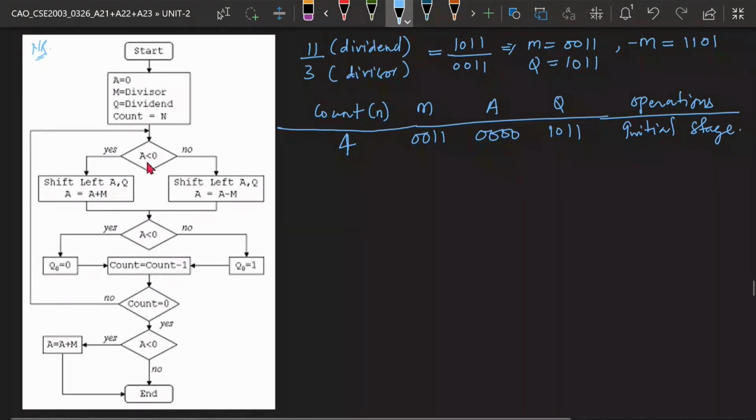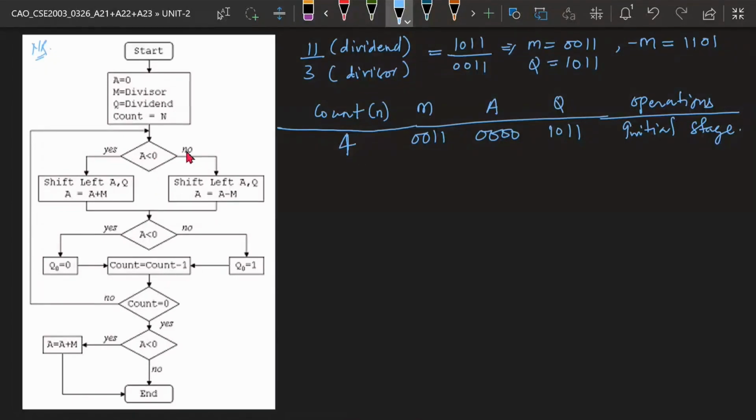Starting with the first step, we need to check the A content, whether it is less than 0 or not, like whether it is negative or not. So initially the A value is 0, 0, 0, 0. This is not satisfied, because 0 is not less than 0. It is equal to 0. So it is not satisfying this condition, and it should move in this direction.